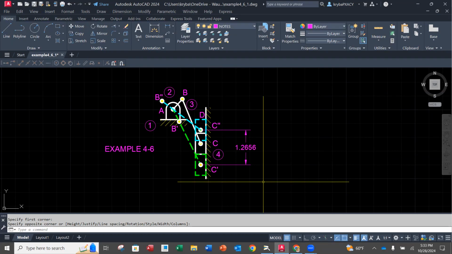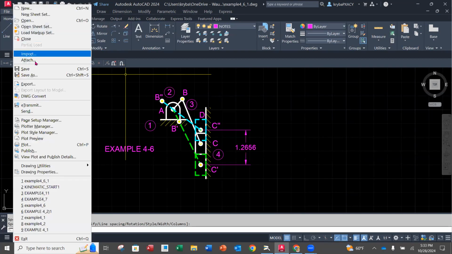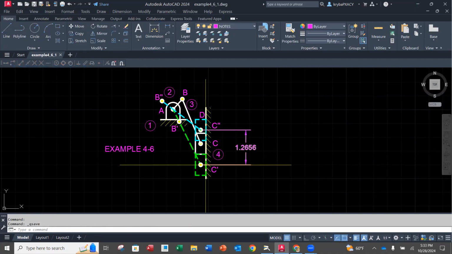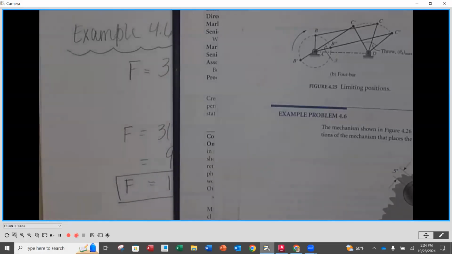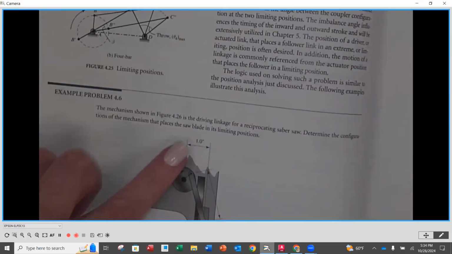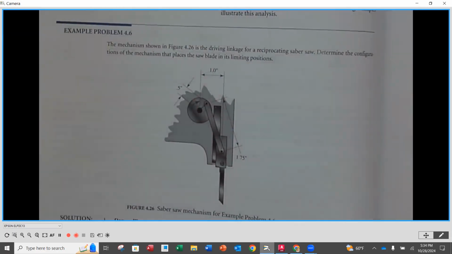Okay. All right, I'm going to do a quick save on this example. My M2 do not reach the slider. You got to check your dimensions then. So you've got to go back and look. Probably one of the dimensions you might not have done is this is an offset of 1.